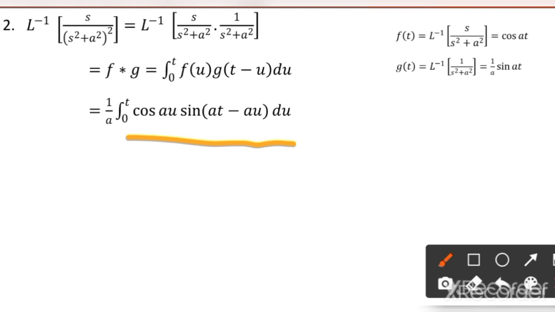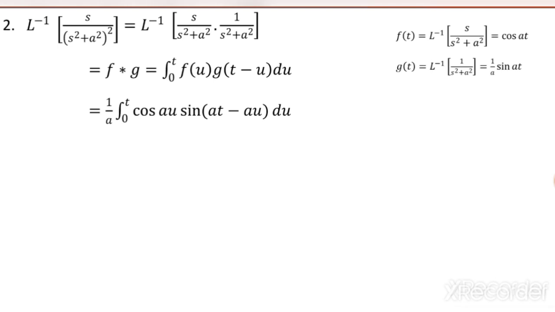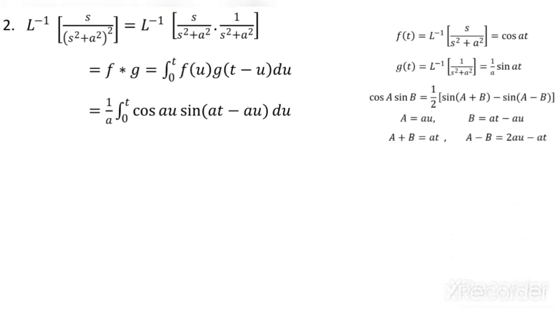So what is the formula now? How can we integrate? You know that it is cos a sin b or sin a cos b, however you take. So better you take cos a sin b. So the result is half of sin(a plus b) minus sin(a minus b). Substitute and simplify, first get a plus b, which is at, and a minus b is 2au minus at.